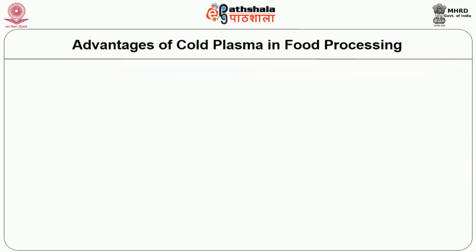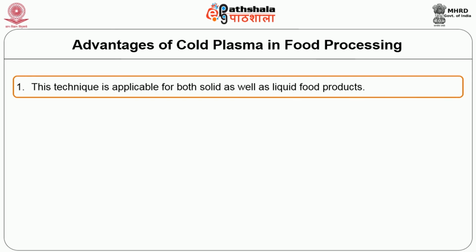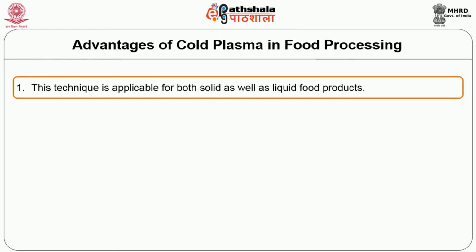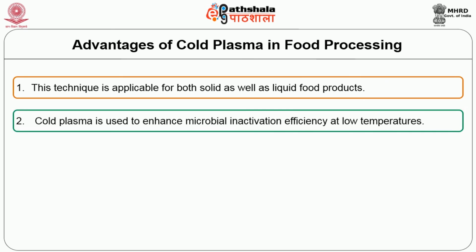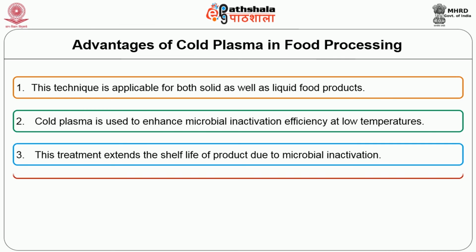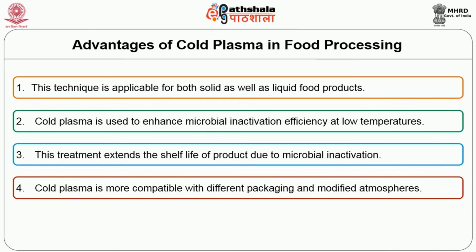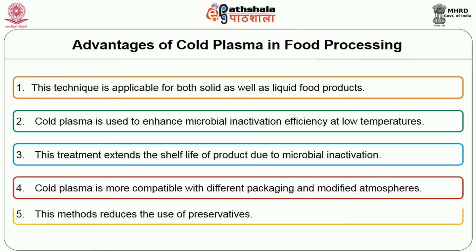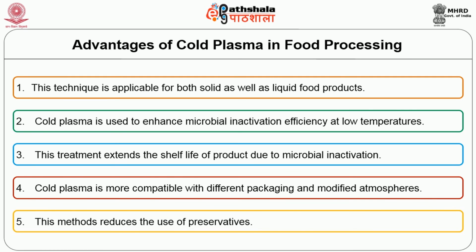Regarding the advantages of cold plasma in food processing, this technique is applicable for both solid as well as liquid food products. Cold plasma is used to enhance microbial inactivation efficiency at low temperatures, generally less than 50 Celsius. This treatment extends the shelf life of product due to microbial inactivation. Cold plasma is more compatible with different packaging and modified atmospheric methods. This method reduces the use of preservatives.